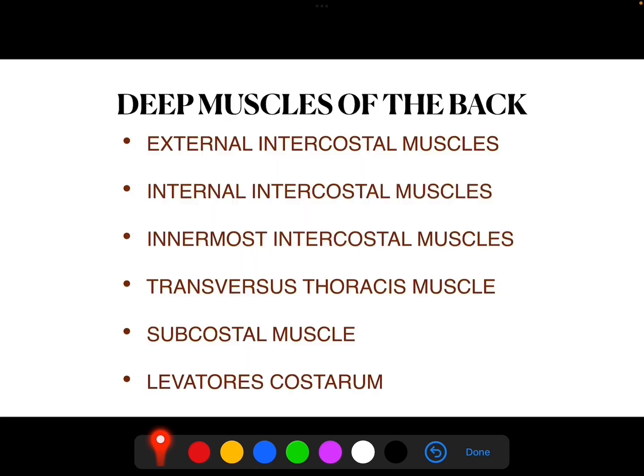Now let's move on to the deep muscles of the thorax. This layer includes external intercostal muscles, internal intercostal muscles, innermost intercostal muscles, transversus thoracis muscle, subcostal muscle, and levator costarum.